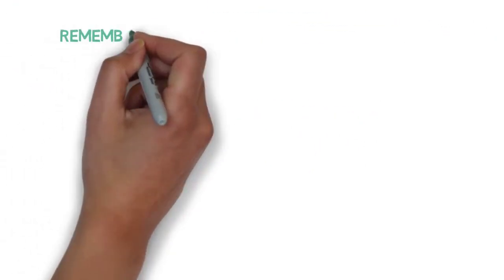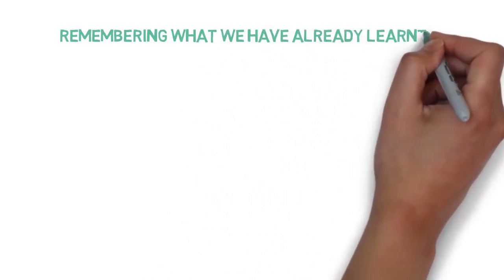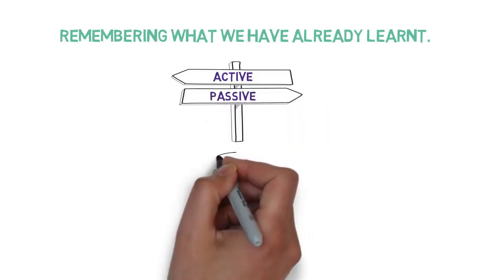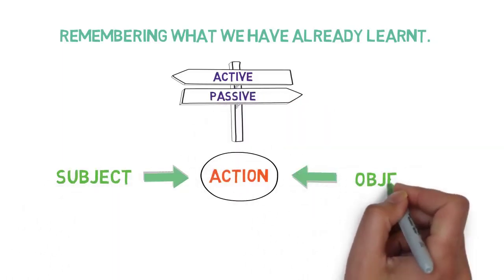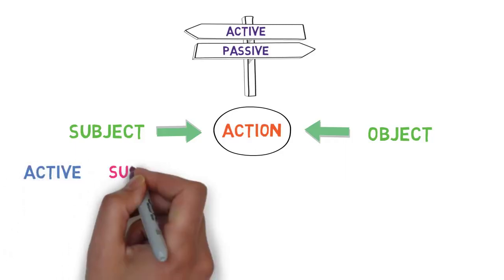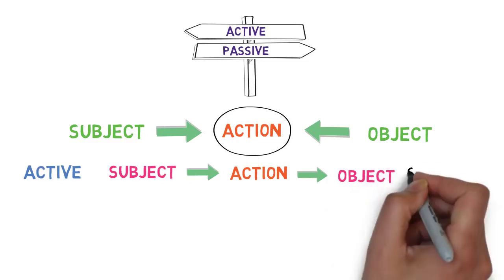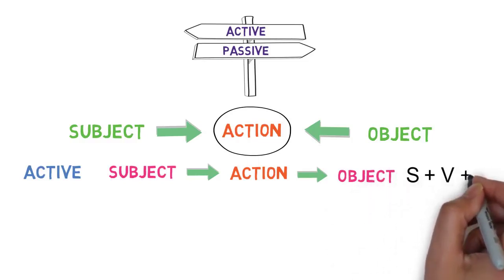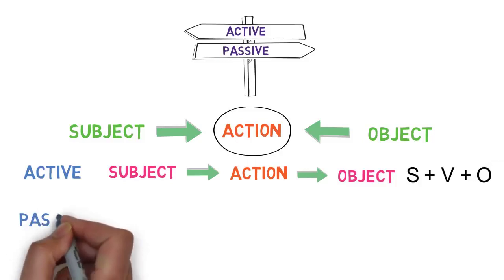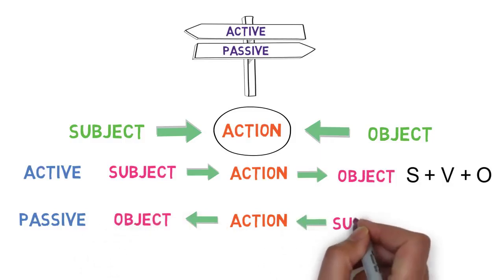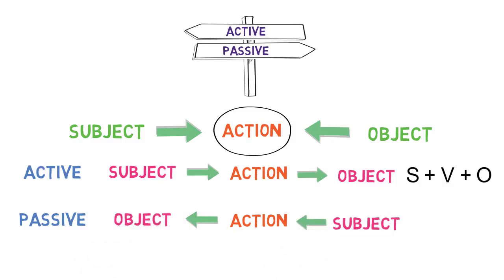Let's first quickly remember what we have learned in our previous video. There are two ways in which we can describe an action performed by the subject in relation with the object. First, active voice. Here, subject performs the action and object receives the action. Sentence structure is subject plus verb plus object. Second, passive voice. An action is performed on the object by the subject. Sentence structure here is object plus helping verb plus verb's third form plus by and then subject.